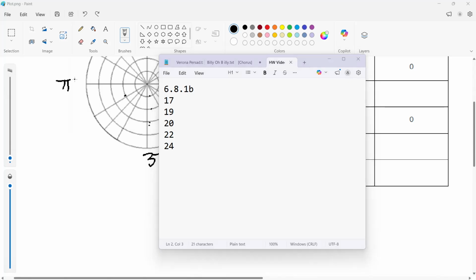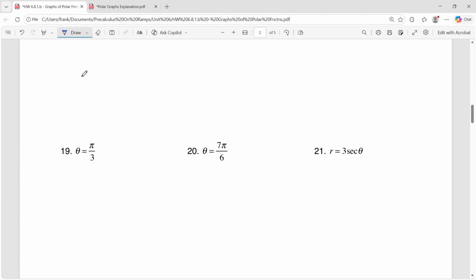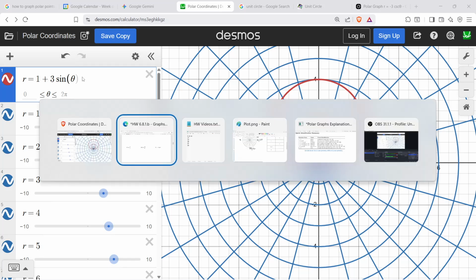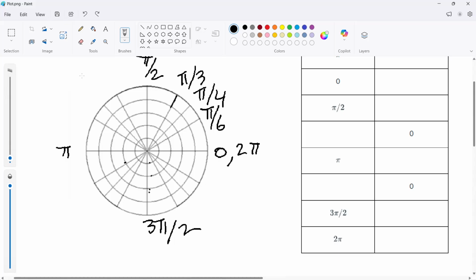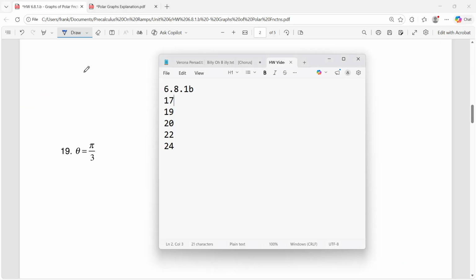I have to do 17, I have to do 19. Where's 19? Theta equals pi over 3. Well, it's just anywhere that's pi over 3. Where is my graph? Pi over 3 is here. Theta equals pi over 3. It's just a line like that at pi over 3. It would actually go on forever. So theta equals pi over 3. All right, that was 19.